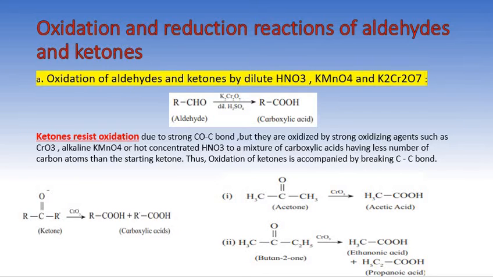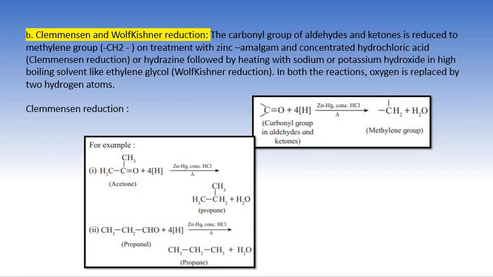Like if a ketone is oxidized in presence of chromium oxide, you will see the formation of two kinds of carboxylic acid. For example, when acetone is oxidized in presence of chromium oxide, it will give you acetic acid, which has fewer carbon atoms than the ketone. And when butanone is oxidized, it will give you two kinds of carboxylic acid, that is acetic acid and propanoic acid.